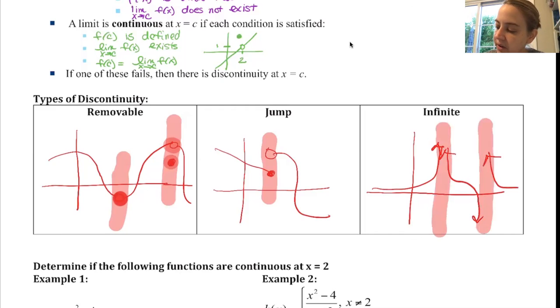So on this first one, we're going up to positive infinity on the left, positive infinity on the right. This one's going down to negative infinity. This one's going up to positive infinity. That's an infinite discontinuity. So that jump is there, but it continues forever and ever and ever.